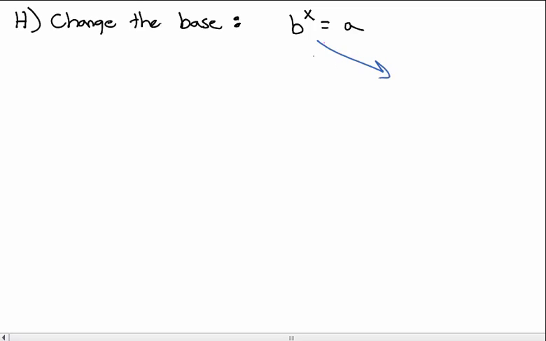There's 2 ways that we can play with this. One way is going to set up what we're going to see tomorrow. The other way we've seen already. The way we've seen already over here on the right is we just change it to a log problem. We say the log base b of a equals the exponent x.